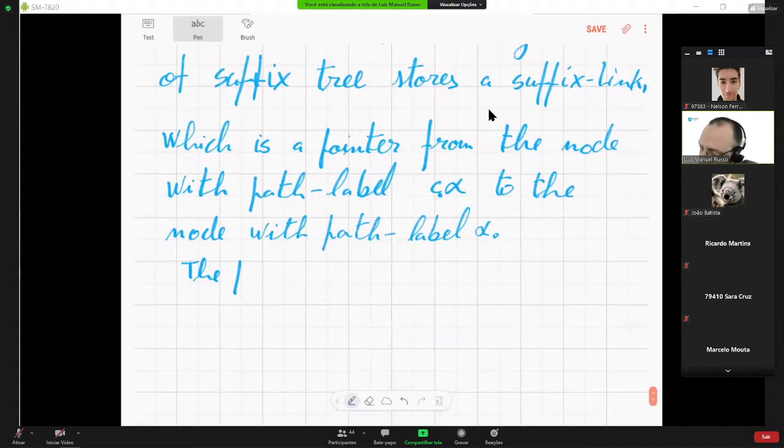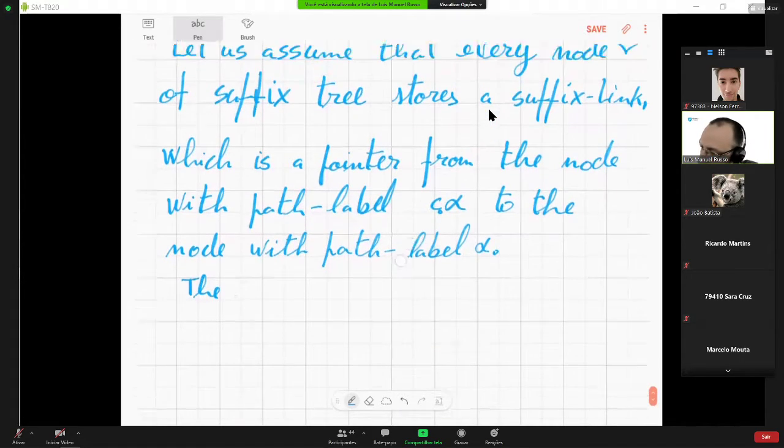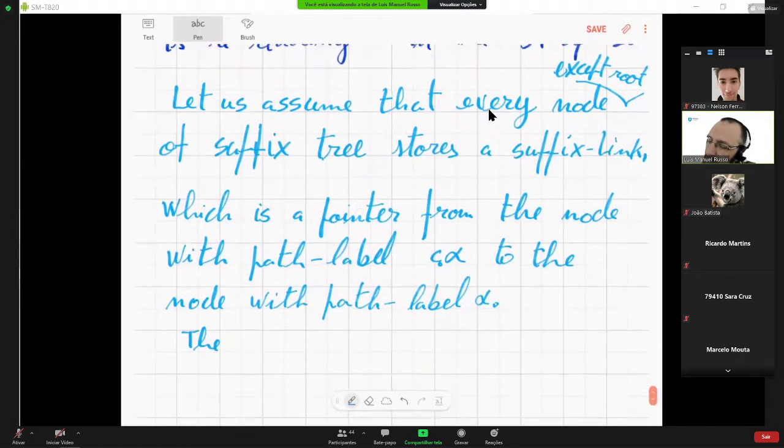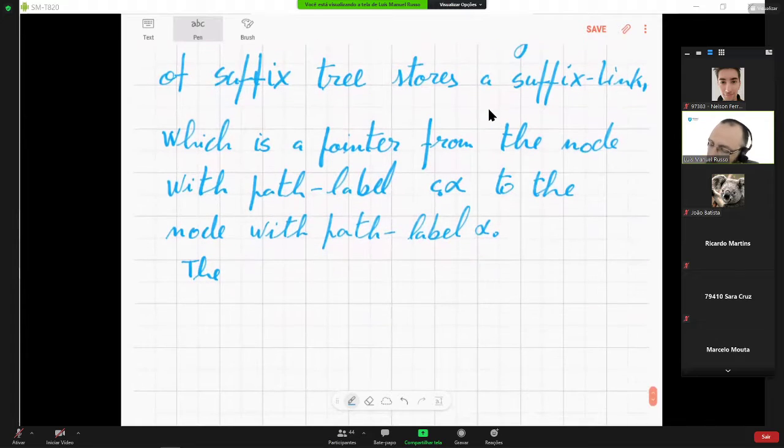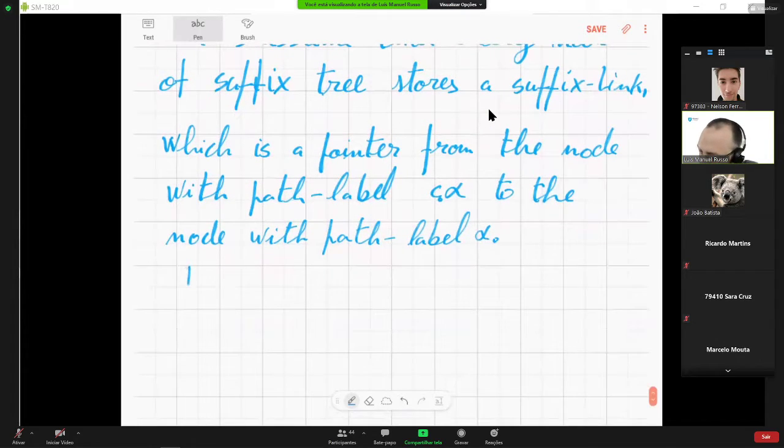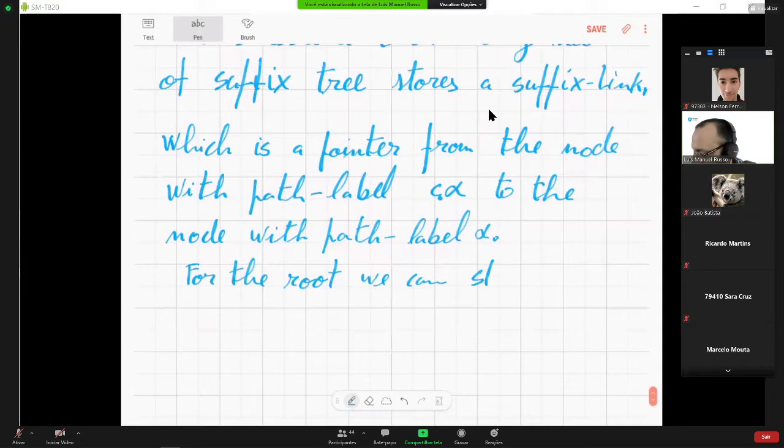So this definition doesn't define a suffix link for the root. For the root, we can store the suffix link for a sentinel node.